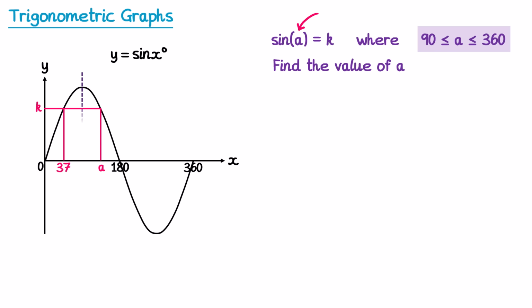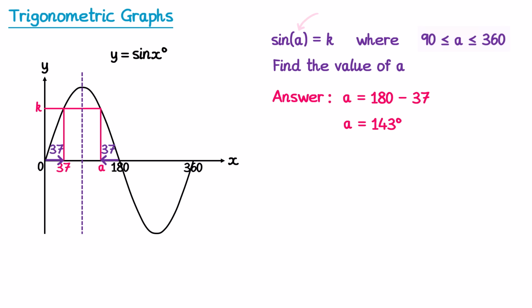This graph is symmetrical about this line here, so everything on the right is a reflection of everything on the left. We know the horizontal distance from the origin to 37 here is 37, since 0 plus 37 is 37. This must therefore be the same distance from 180 back to the value we're trying to find. So if we do 180 subtract 37, we'll find the value of a. So for the answer for this one, all we would need to do is 180 take away 37, which gives you the value of 143 degrees.